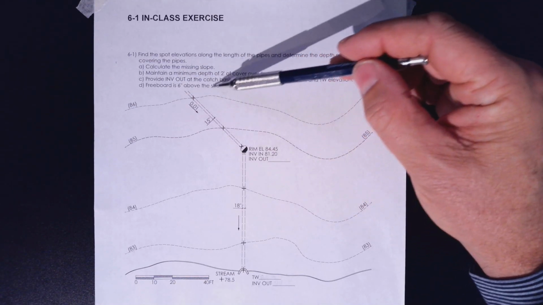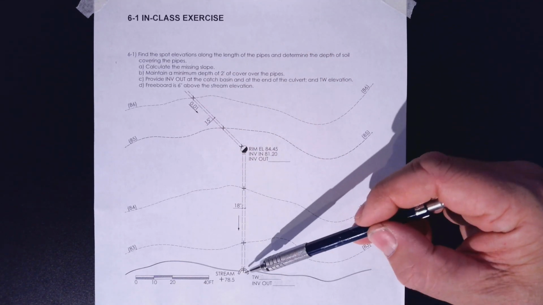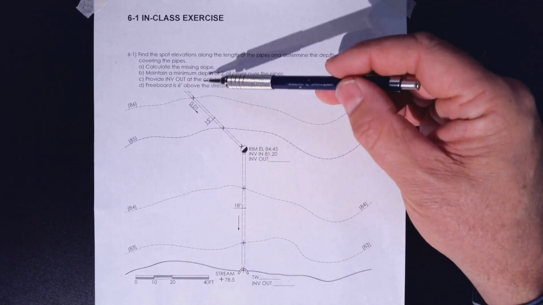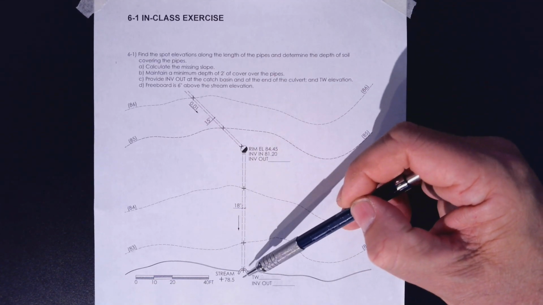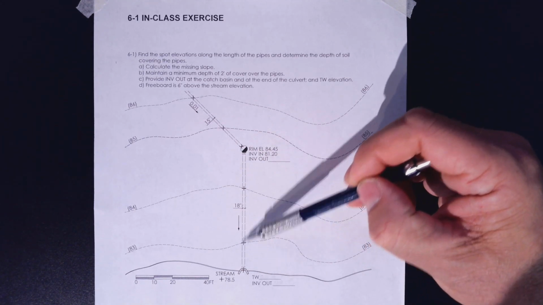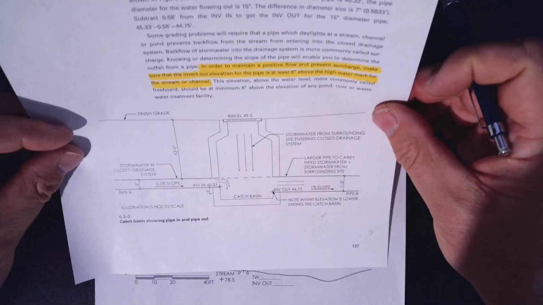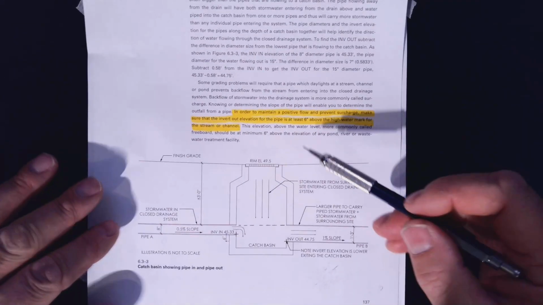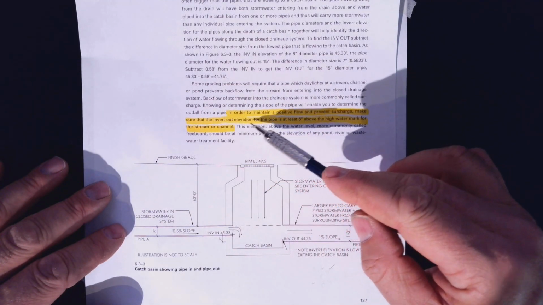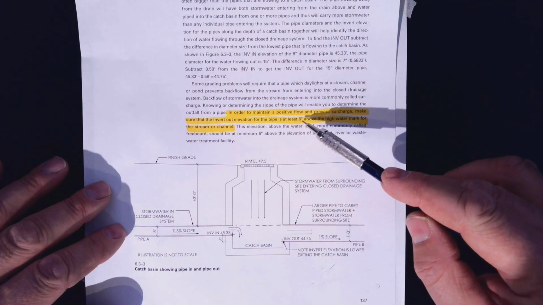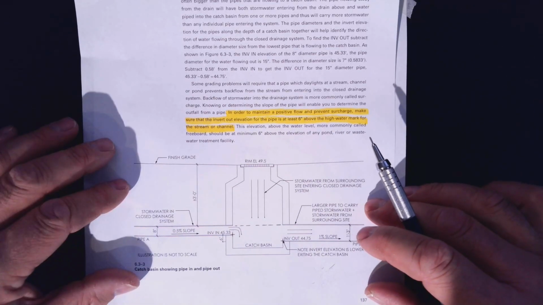Freeboard is 6 inches above the stream elevations. Freeboard is simply, this is a stream elevation. The bottom of this pipe has to be 6 inches above the elevation of the stream, and that prevents water from backing up and surcharging the pipe. So in your book, page 137, they talk about that. They say in order to maintain a positive flow and prevent surcharge, make sure that the invert elevation out of the pipe is at least 6 inches above the high water mark for the stream and channel. So that's what they're talking about there.